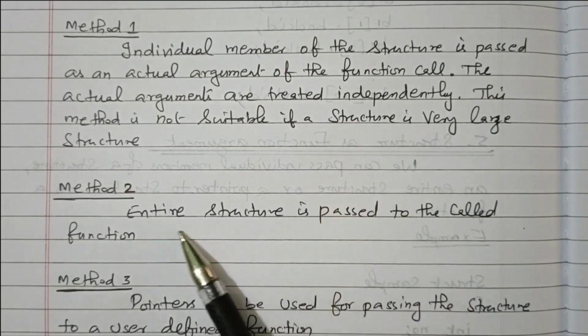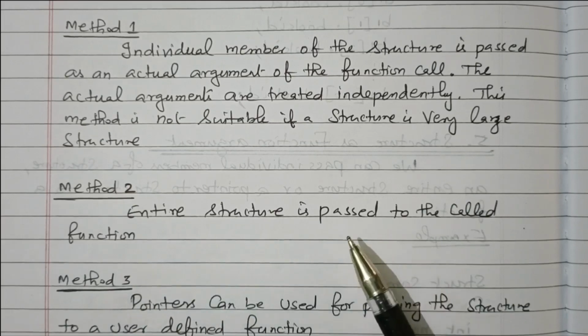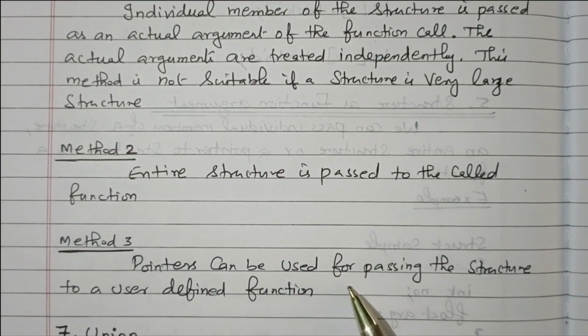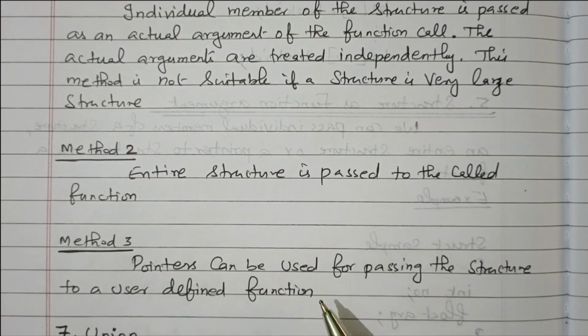The second method, the entire structure is passed to the called function. That is what we discussed in the earlier example. Then the third method, a pointer can be used for passing the structure to a user defined function, right? So three methods: either we can pass members of a structure, which is applicable if the structure members are very few, since large means very difficult, or the entire structure can be passed. For that we discussed the example. Third one, a pointer can be passed.